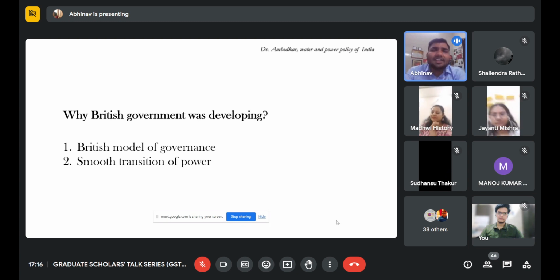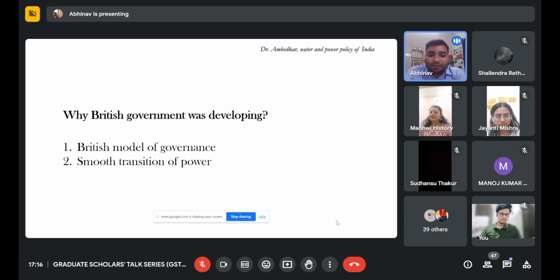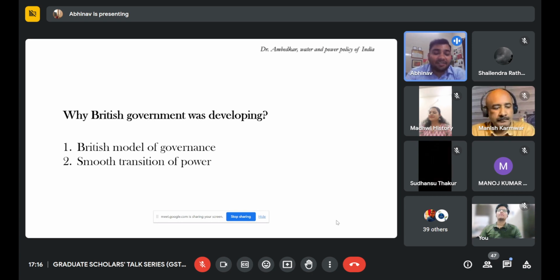that many Indians were already in the legislative bodies and administrative apparatus in the Indian civil services. So actually, it was the Indians who were developing the water and power policy of India, and second was the smooth transition of power, because the Western countries, specifically Britain, had severely suffered in the World War, and they couldn't sustain their rule over India. So, for preventing further conflict, further instability, they wanted to avoid any kind of conflict. So, they were actually developing India to maintain stability.